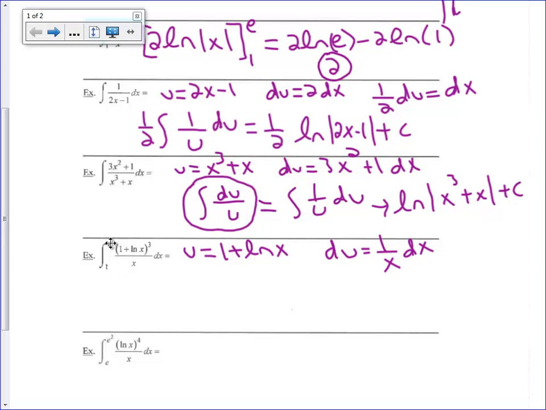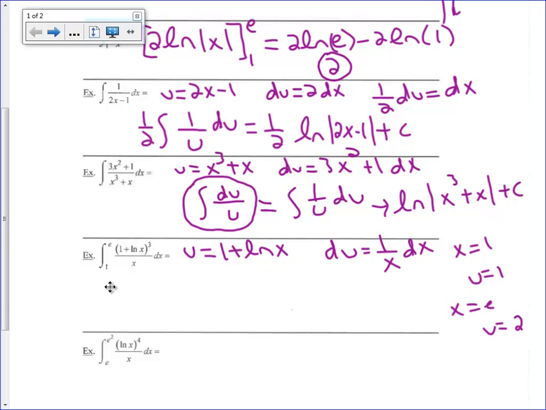So we're going to go ahead and change our bounds as well. We're going from 1 to e. So when x equals 1, u equals 1 plus the natural log of 1. And that's going to be 1 because natural log of 1 is 0. And when x equals e, u is going to equal 1 plus the natural log of e. The natural log of e is 1. 1 plus 1 is 2.